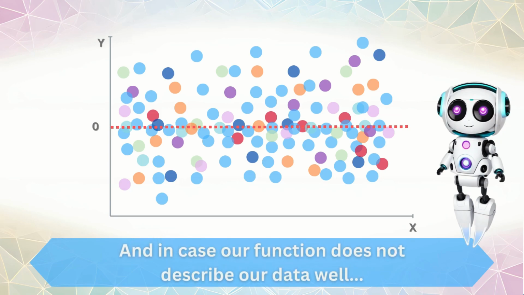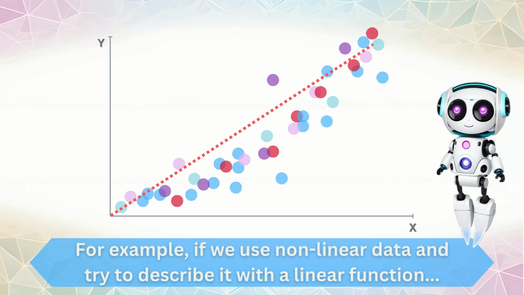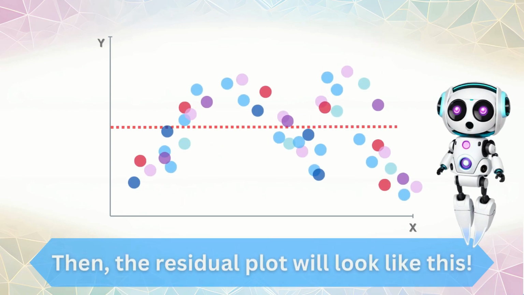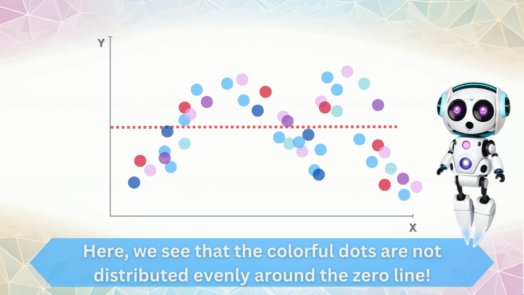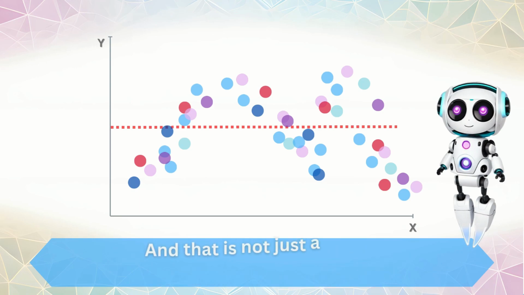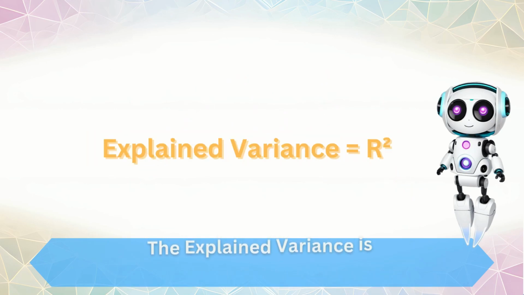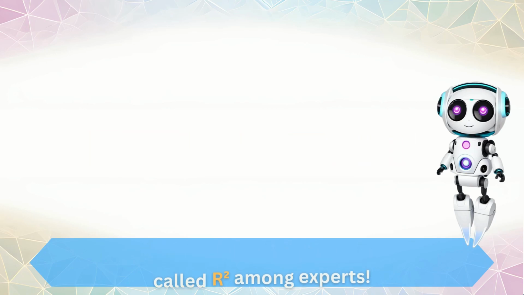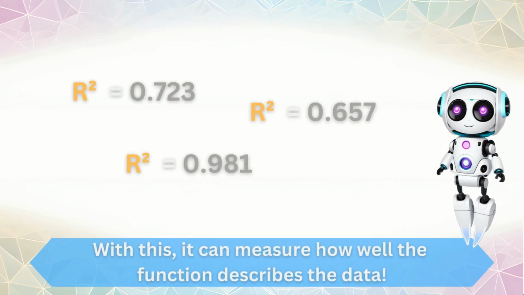And in case our function does not describe our data well, for example, if we use nonlinear data and try to describe it with a linear function, then the residual plot will look like this. Here, we see that the colorful dots are not distributed evenly around the zero line. That means the function does not describe our data well at all. And that is not just a vague feeling of ours. We can measure the quality of our fit with a metric called explained variance. The explained variance is called R² among experts. It calculates the distances between all the data points and our linear function. With this, it can measure how well the function describes the data.